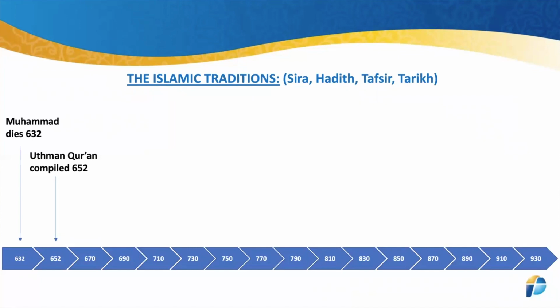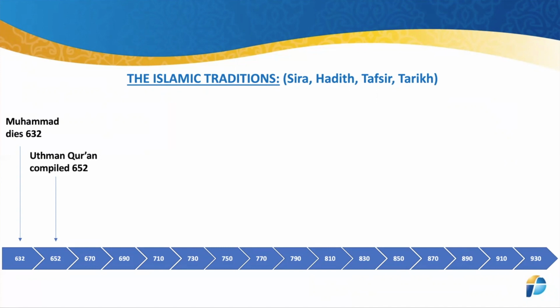And the Islamic traditions include the Sirah, which would be the biography of Muhammad, the Hadith, which would be the sayings of Muhammad, the Tafsir, which would be the commentaries on the Quran, and the Tarikh, which would be the histories. And most people, when you hear them say this, you think all this stuff is coming from the time Muhammad died. Remember, there he is on the left. Muhammad died in 632. Uthman wrote the Quran in 652. That's the canonical text that we use today.